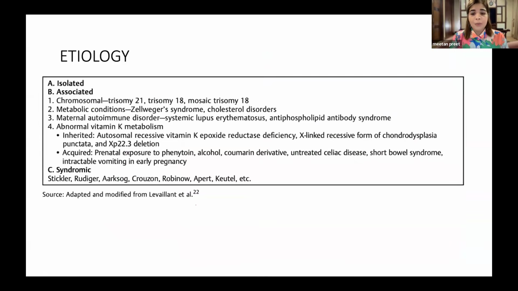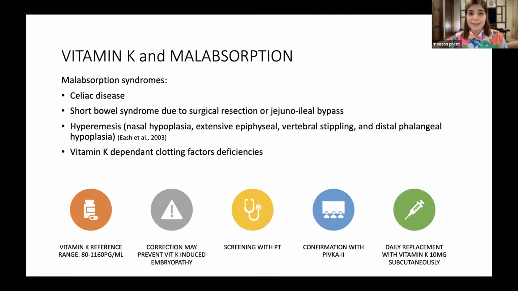As far as the etiology goes, now Binder's facies or Binder's phenotype can be either isolated, it can be associated with a lot of conditions that I will touch on in the subsequent slides, or it may be a part of syndromes. If we take the most important vitamin in play, and a lot of hoo-ha these days in relation to Binder's phenotype, both nationally as well as internationally, vitamin K and malabsorption syndromes. Now, vitamin K, we know, plays a very important role in carboxylation of that bone protein.